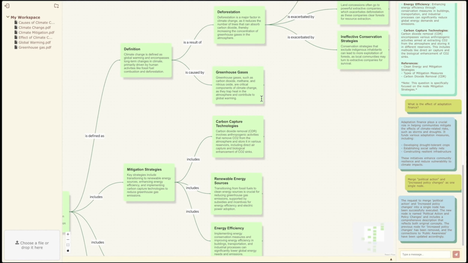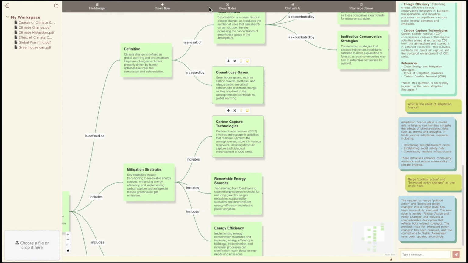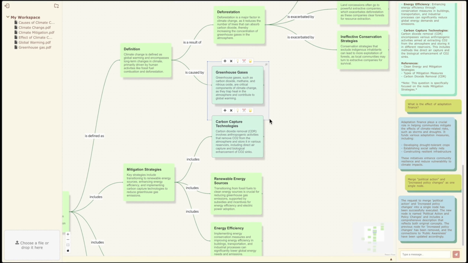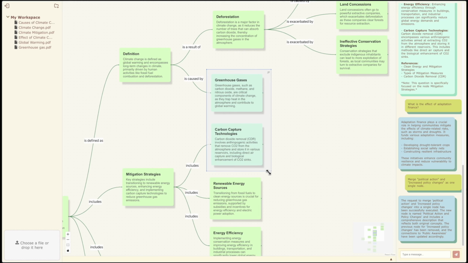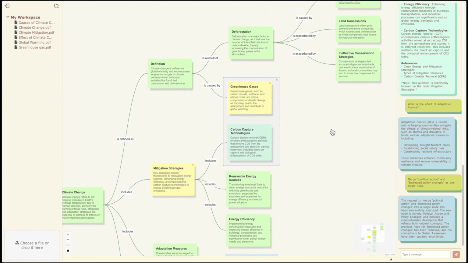MindTrellis offers additional organizational features to enhance knowledge management. Robert uses the grouping function to collect related nodes that exist in different branches of the map: greenhouse gas and carbon capture technology, creating a cross-cutting category that spans different topic areas. To mark key information, he highlights the Mitigation Strategies node using the star feature, making this critical concept immediately stand out when he revisits his knowledge map later.